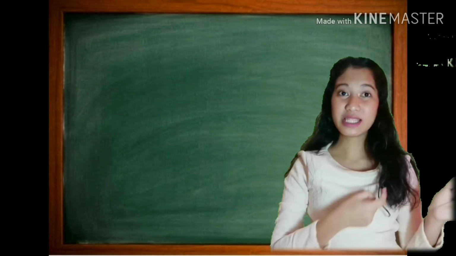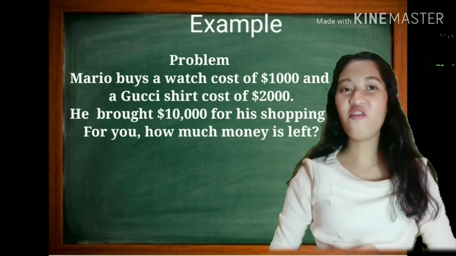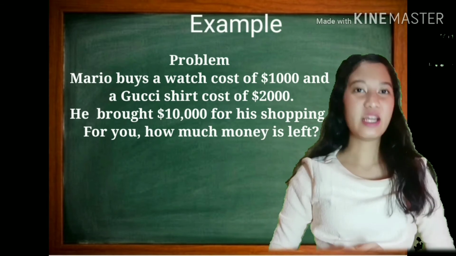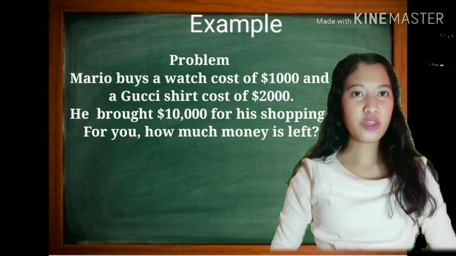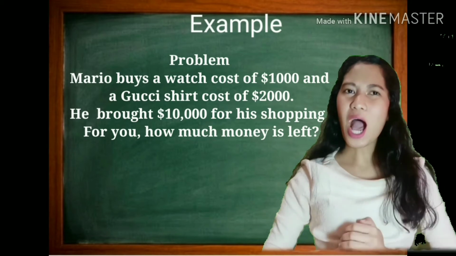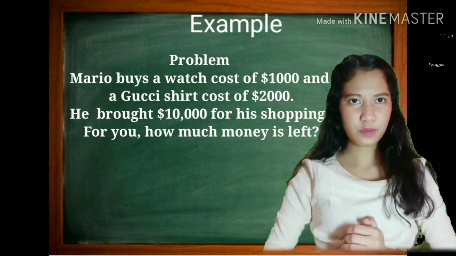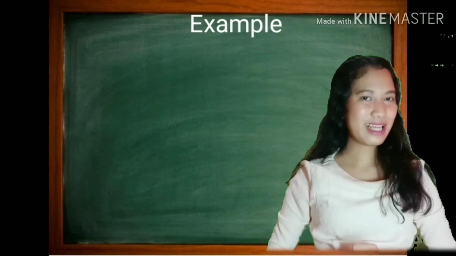Okay, here is the example. Mario buys a watch costing $1,000 and a Gucci shirt costing $2,000. He brought $10,000 for shopping. How much money is left? So with this problem, we must apply Strategy C.